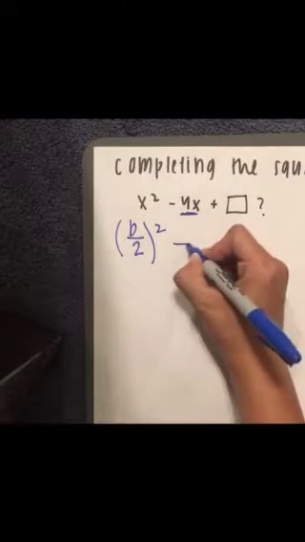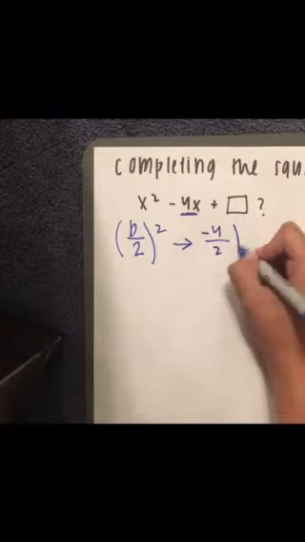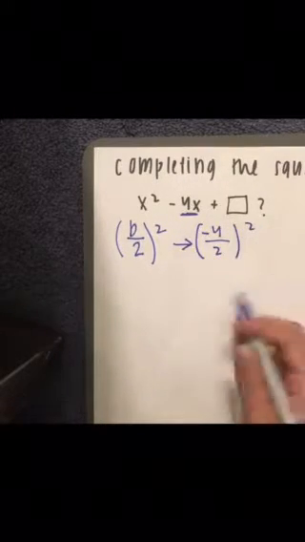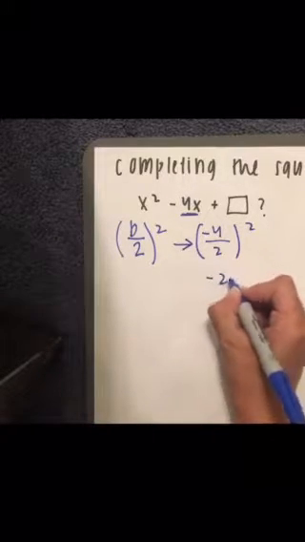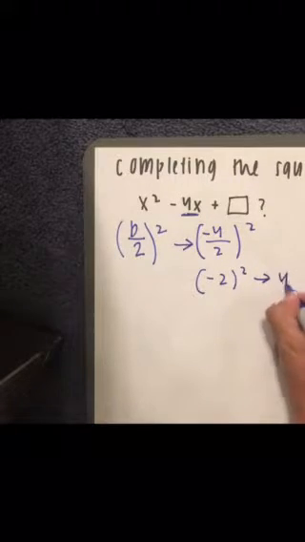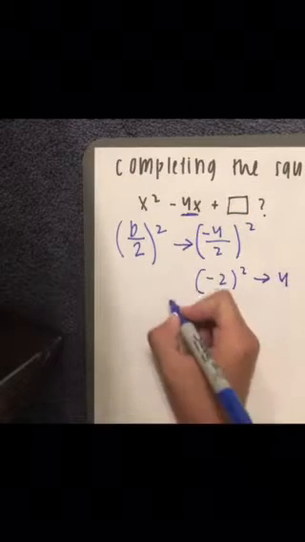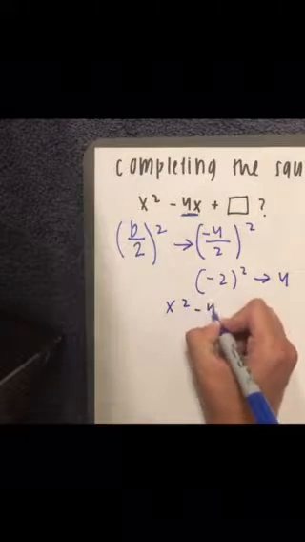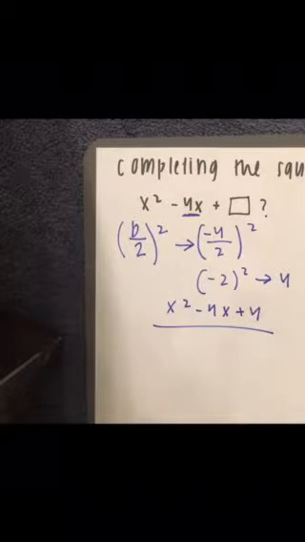So we will be plugging in negative 4 over 2 and squaring it. So negative 4 over 2 is negative 2, and negative 2 squared is a positive 4. So the answer to this right here is x squared minus 4x plus 4. And that is the answer.